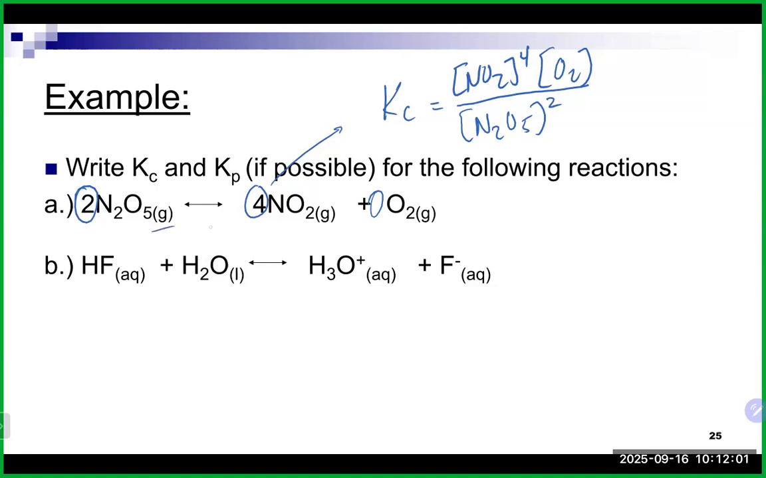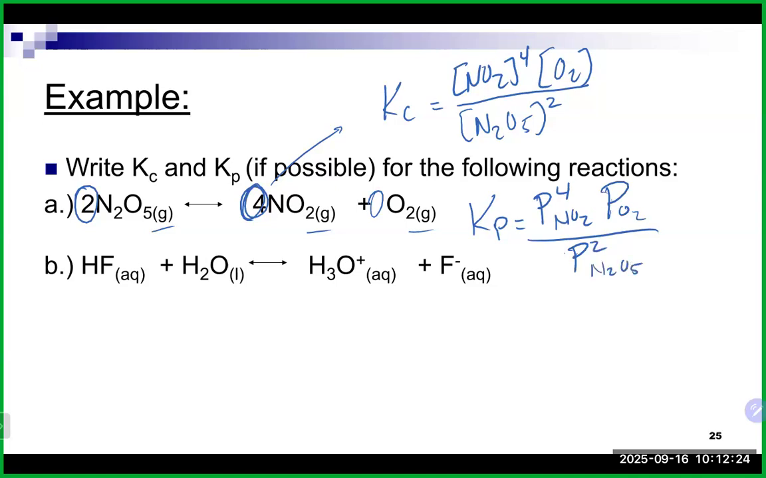In this case, we definitely have gases, so we can write a Kp expression. It's pretty much identical to this, except again, we're using partial pressures. So this would be the partial pressure to the fourth power of NO2. Again, do have to take coefficients into account, times the partial pressure of O2 divided by partial pressure squared of N2O5. Questions on either of those expressions there?